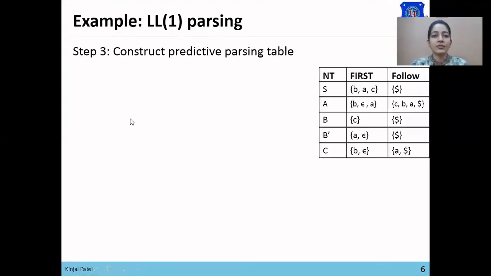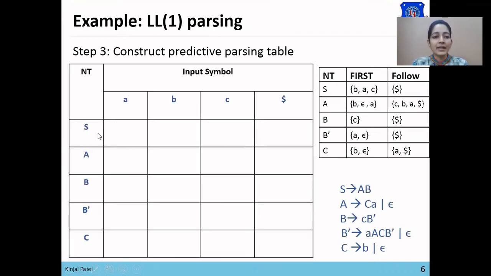Third step is to construct the predictive parsing table. So here is the first and follow table which we have found, and the grammar. So the predictive parsing table consists of non-terminal symbols and terminal symbols. So each row represents the non-terminal symbols and each column represents the terminal symbols. So we want to make the entry of production rules in the predictive parsing table using first and follow.